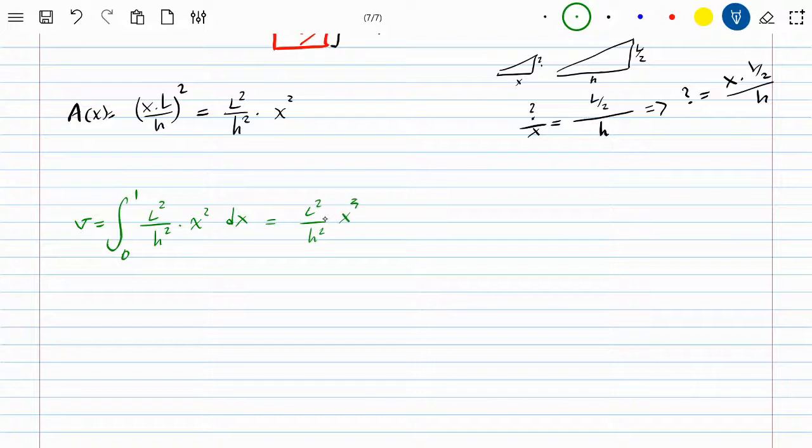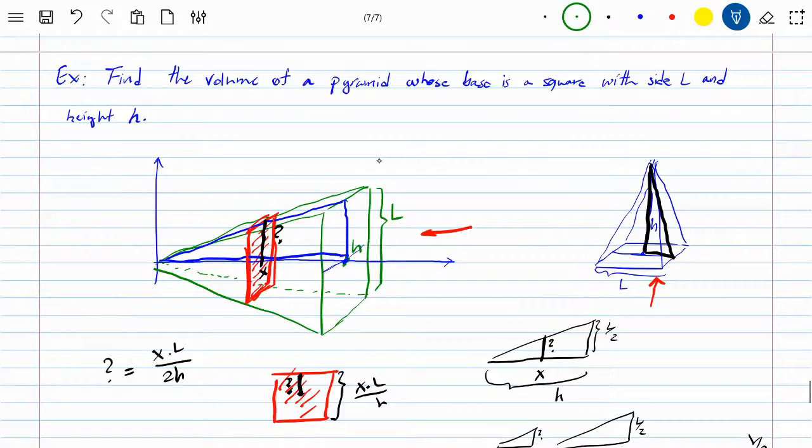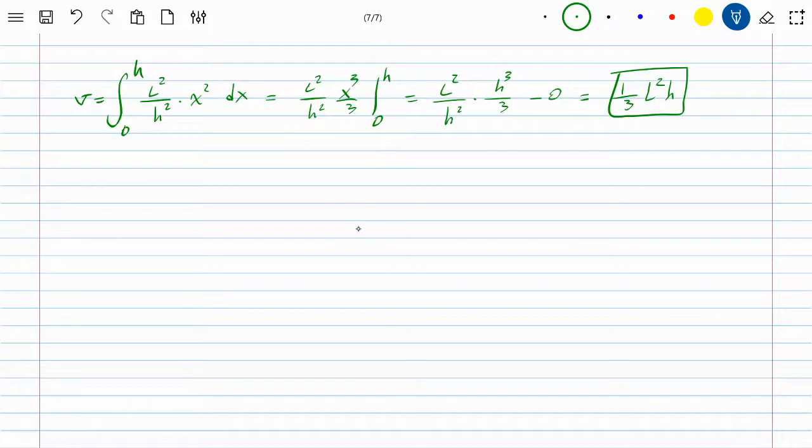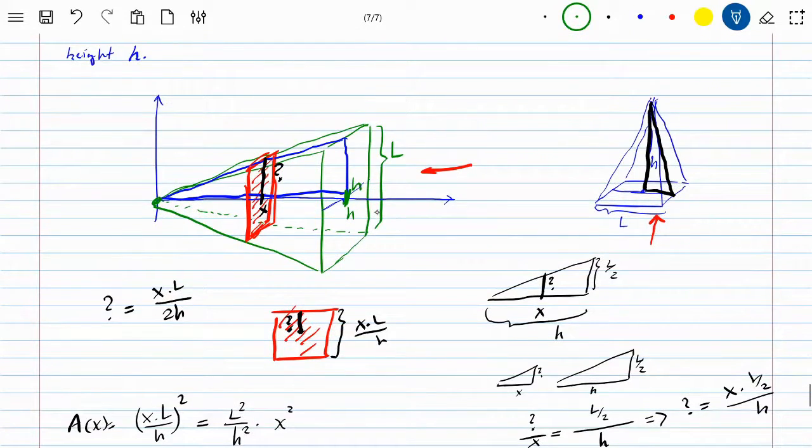The antiderivative of x squared is x cubed over 3, evaluated not from 0 to 1. What are the boundaries? It starts from 0 up to h. The x changes from 0 to h, not 0 to 1. And now instead of x, replace with h. You'll get L squared divided by h squared times h cubed over 3. If you replace 0, you'll get 0. And if you simplify that, it is 1/3 L squared h. And this is the volume of that pyramid with a square base L and a height h.